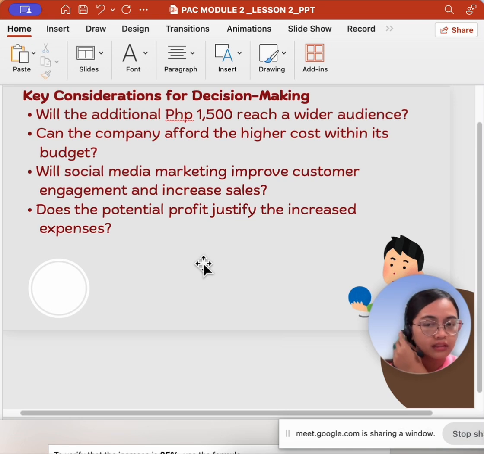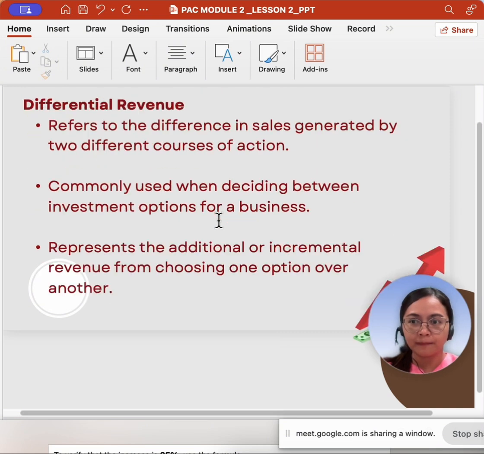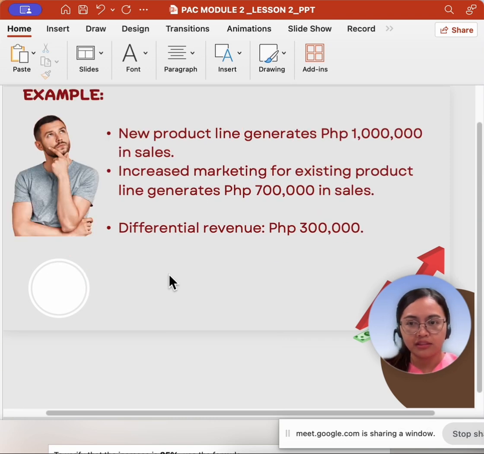So, those are the questions. When you make a decision, you should assess whether these expenses can bring benefit to your company. So, next is differential revenue. It refers to the difference in sales generated by two different courses of action. This is commonly used when deciding between investment options for a business and represents the additional or incremental revenue from choosing one option over another.